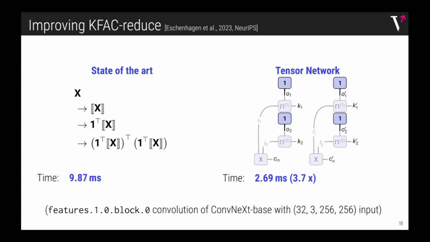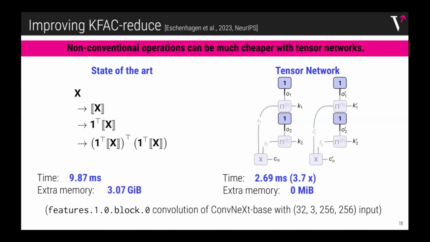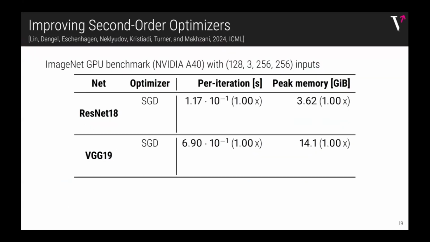Also, it has to build up this huge intermediate tensor, which means that it also uses a lot more memory. If we use our tensor network implementation to do that, we are 4 times faster and we don't need any extra memory. You can view this as a placeholder for any non-traditional operation related to convolution. We took this operation and we integrated it into an optimizer that got published at ICML this year.